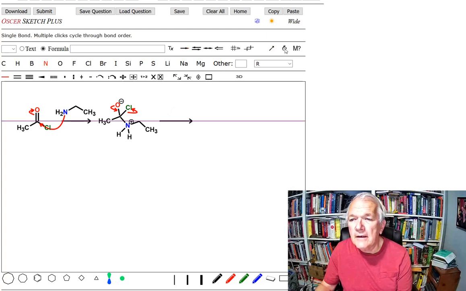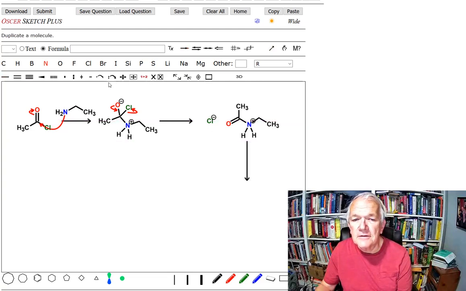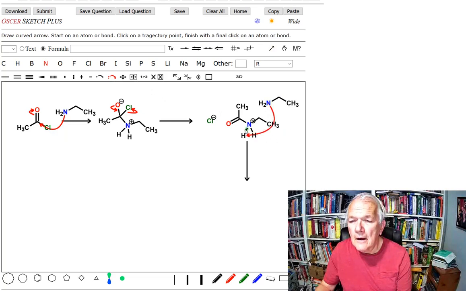And we have a protonated amine. And that protonated amine, of course, the base that's sitting around is the starting material. And so we'll use another mole of the starting material to deprotonate. And there's our final product.